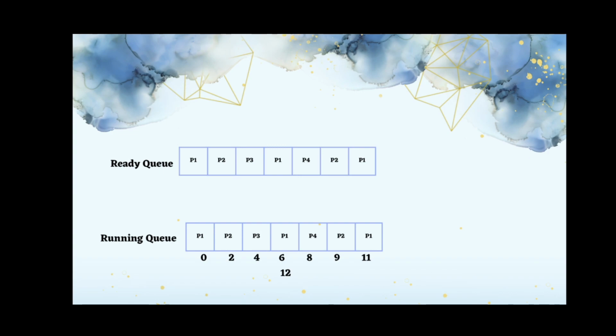Then after, P2 will be added to the ready queue because there are 2 milliseconds left, and P1 has 1 millisecond left again. So P2 will be sent to the running queue from 9 to 11 milliseconds. Then after, P1 will run from 11 to 12 milliseconds.